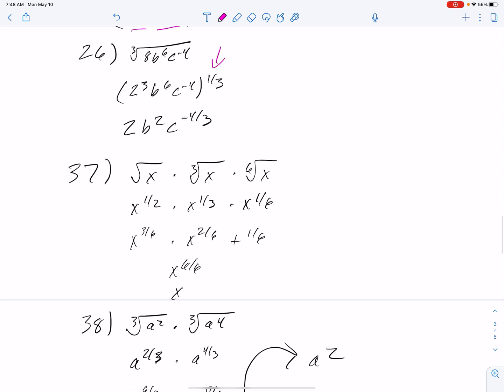26, very similar. I can rewrite that to the 1/3 power, distribute, getting me 2 b squared c to the negative 4/3. 37, I rewrite each as an exponent, x to the 1/2, x to the 1/3, x to the 1/6. Since I'm multiplying, I know that I can add my exponents, so I get a common denominator. 3/6 plus 2/6 plus 1/6 gets me 6/6, or just plain old x.